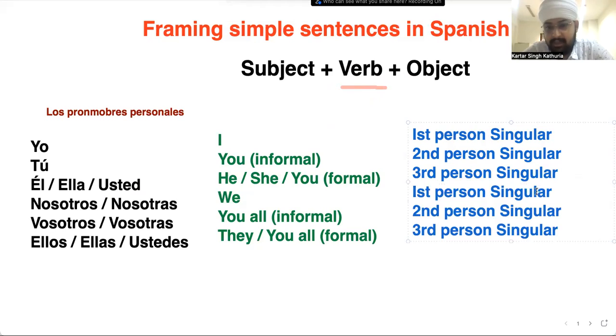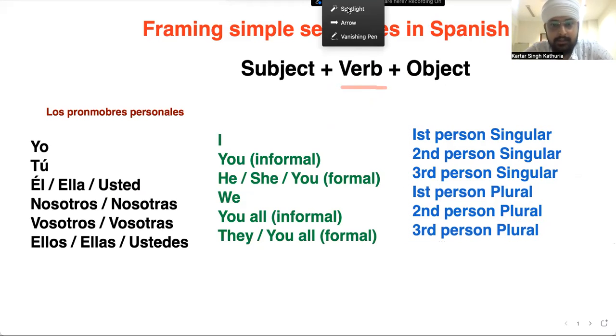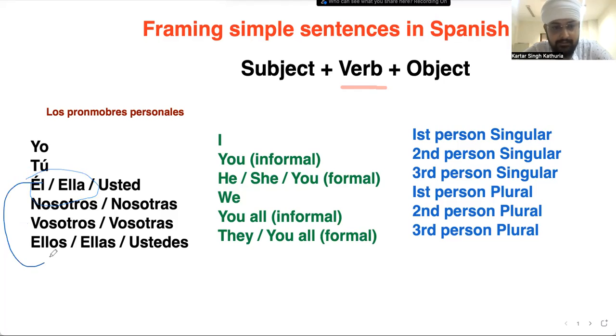And then we have first person plural, second person plural, and third person plural. So the first set is singular and the next set is plural. So what is the plural of yo, I? It's nosotros, nosotras, right? What is the plural of tú, you all? Vosotros, vosotras. The plural of él and ella is this one, ellos, ellas.